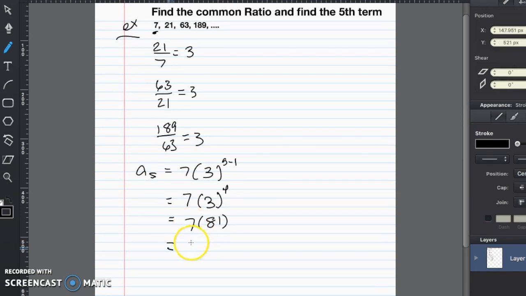Not a problem. I multiply those two things together using my calculator, or I can write out a multiplication. But that's going to be 567. So that is my fifth term, right? So in order, it goes 7, 21, 63, 189, and then 567. Okay, you see how this guy is growing very rapidly.